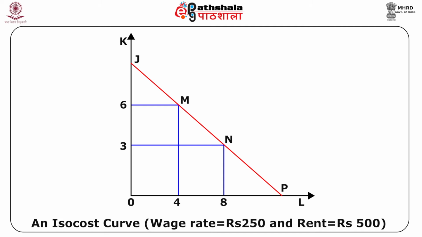Whereas point B shows the total amount of labor that can be employed when 0 unit of capital is used, that is 16 units, that is 4,000 divided by 250. It is the maximum amount of labor that can be employed with a total expenditure of rupees 4,000. Points M and N also represent the alternate input combinations that can cost rupees 4,000. At point M, where K equals 6 and L equals 4, units are employed. Similarly, at point N, K equals 3 and L equals 8 units are employed.